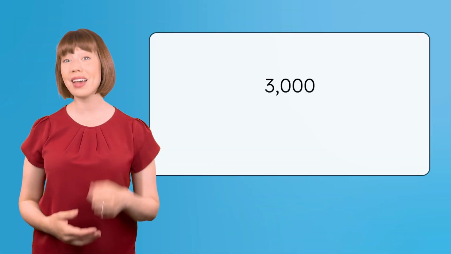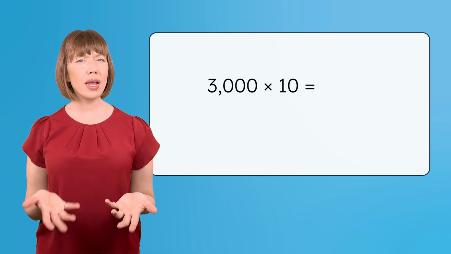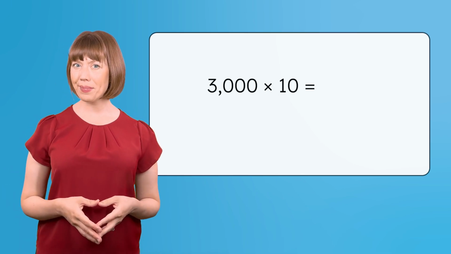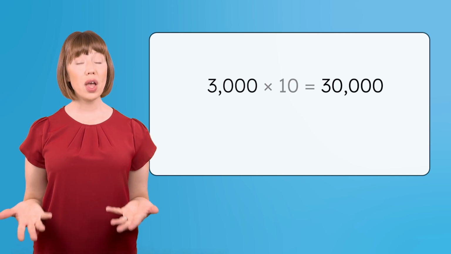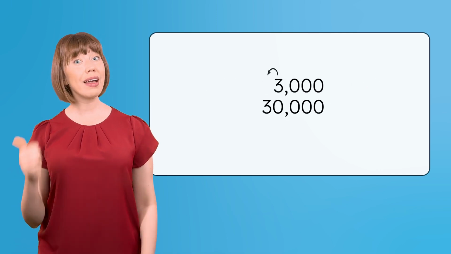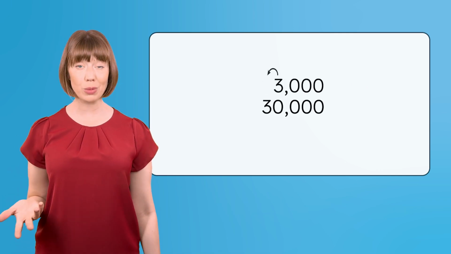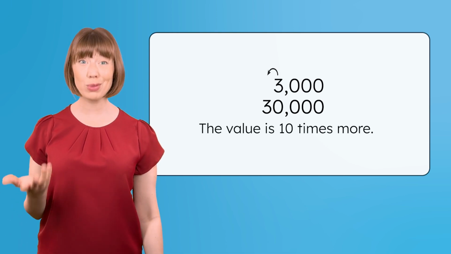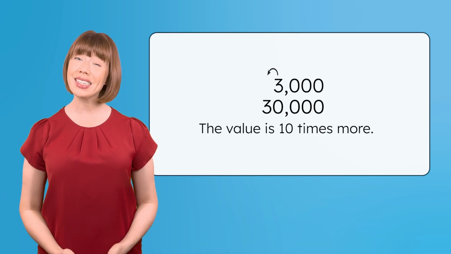To begin our studies, let's use the number 3,000. If we multiply 3,000 by 10, what do we get? 30,000. The 3 shifted to the left one place value when we multiplied by 10. The value of 30,000 is 10 times more than the value of 3,000.